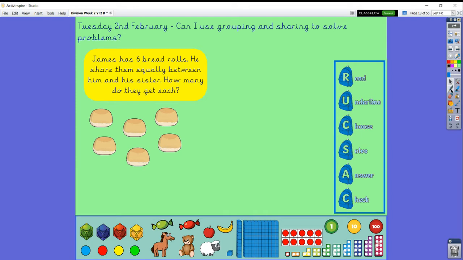Brilliant. So, first of all, I hope you read the question. James has 6 bread rolls. He shares them equally between him and his sister. How many do they get each? So we've read the question out loud. Let's underline some important things. Well, 6 bread rolls is important. Share is important, and him and his sister. So I'm just going to draw James here, so I know I've got James, and I know I've got his sister.